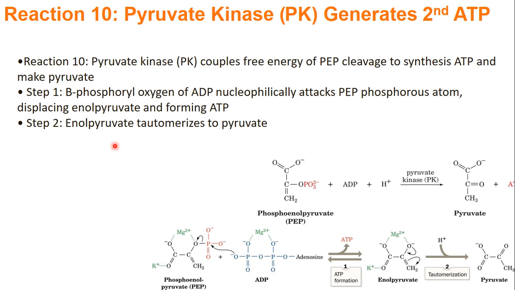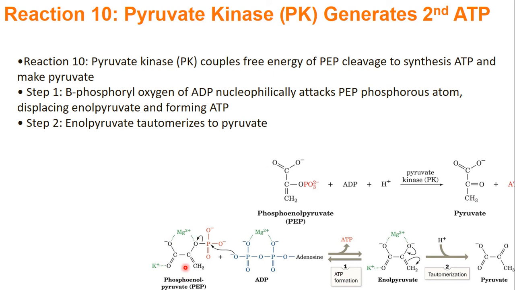So reaction 10, we take this PEP that we just made and we change it into pyruvate. That's our last stop on this cycle. This is carried out by pyruvate kinase, and we're also going to make ATP. Got a little cut off there, but this is ATP. So we take the phosphate from PEP, give it to ADP, make ATP, and move some bonds around while doing that. And this is a simple two-step mechanism.